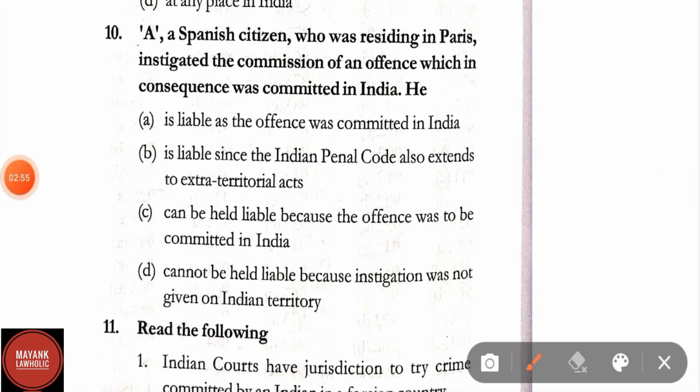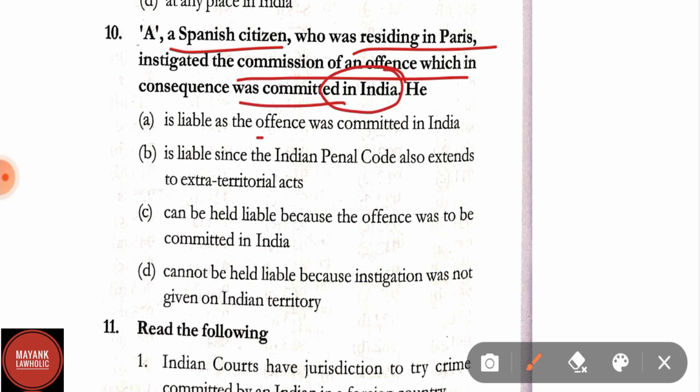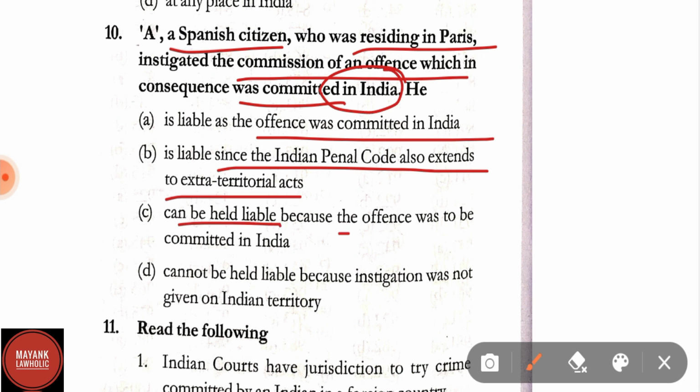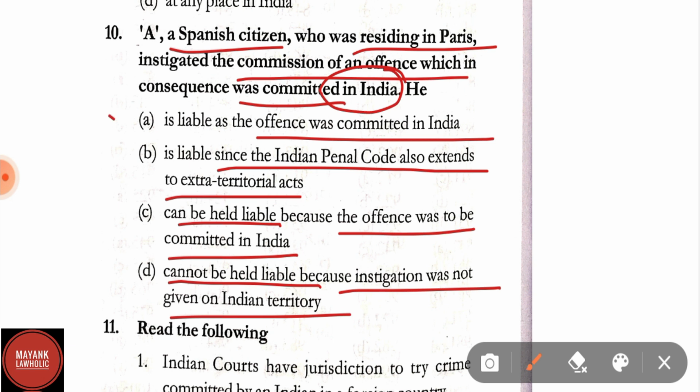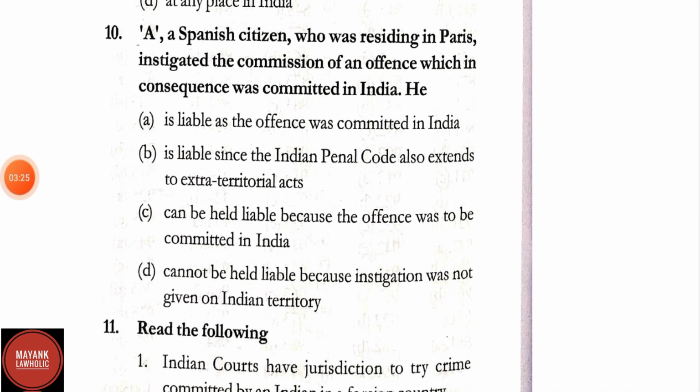Question number 10. A Spanish citizen who was residing in Paris instigated the commission of an offence which in consequence was committed in India. Option A is liable as the offence was committed in India. Option B is liable since the IPC also extends to extraterritorial acts. Option C can be held liable because the offence was to be committed in India, and option D cannot be held liable because instigation was not given on Indian territory. Here the correct answer is option A, that is liable as the offence was committed in India.